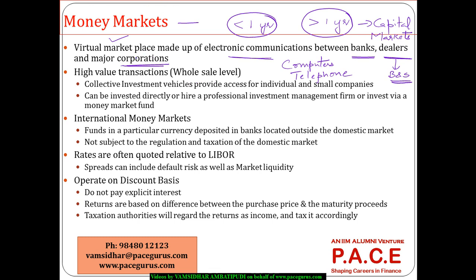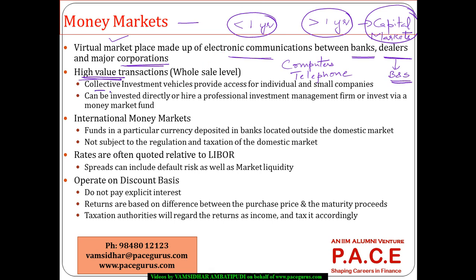And what we generally see is that all the buying and selling happen for a maturity of less than 1 year, but the value which is exchanged, the amount that is traded, is a very high value transaction. That's why we call these wholesale level transactions. So only major players get into these kinds of markets, and the value of the transaction exchanged between them is very high. If that's the case, how can a small investor like me get into the money market?